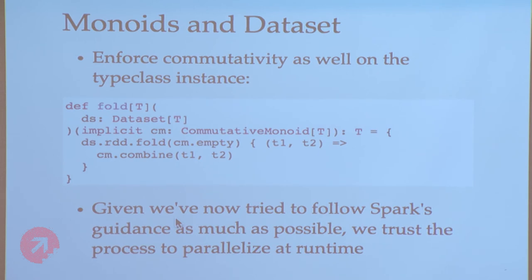So now we can go back and modify our fold function over a data set and actually require that it needs a commutative monoid. We're doing this so that when users try to pass in their own monoids, we're enforcing that this needs to be both commutative and associative. And as I mentioned before, at this point we're passing it to the runtime, so we have to trust the process that it'll do what it needs to do.